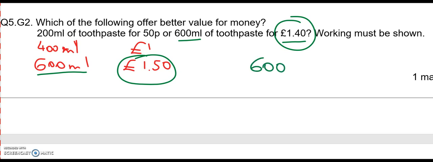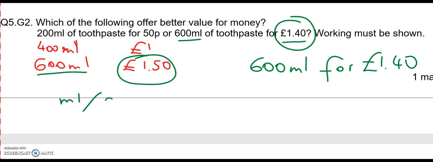So that is 600 ml for £1.40. And the other way to solve this, and there are many ways, is to actually see how much you'd get per pound. So I want my answer to be milliliters per pound. So this tells me what I need to do. If I look at this first thing I need to input, that's milliliters. So that is 200 milliliters.